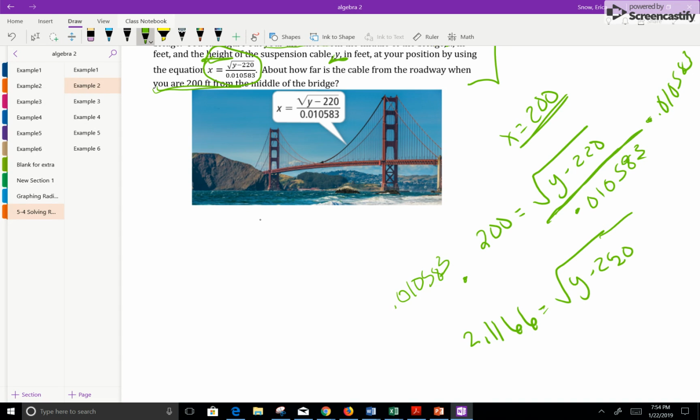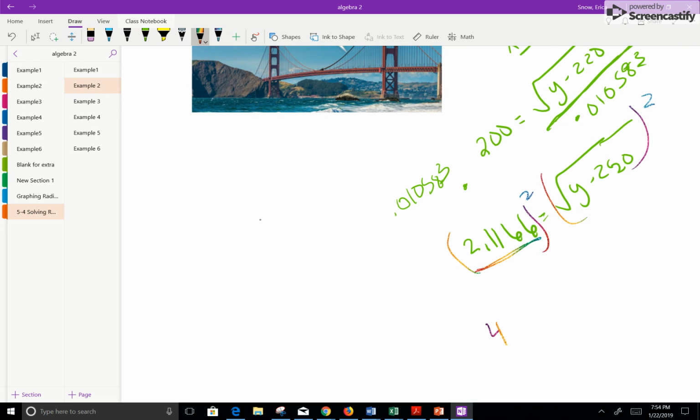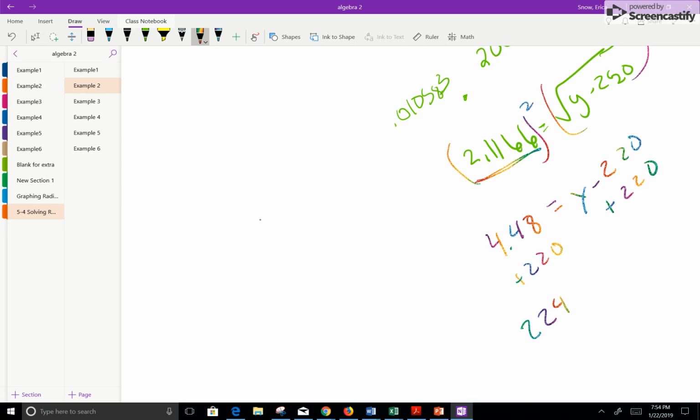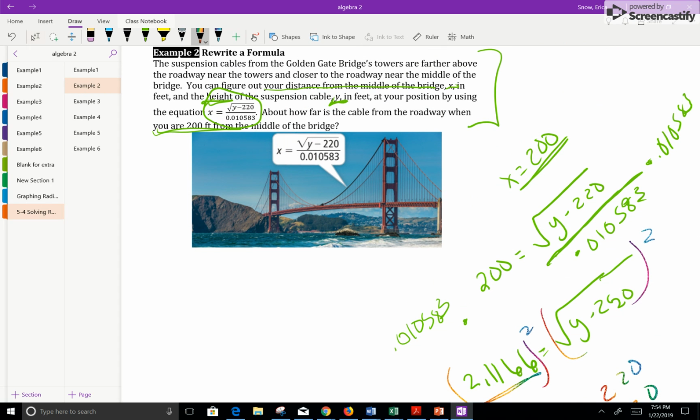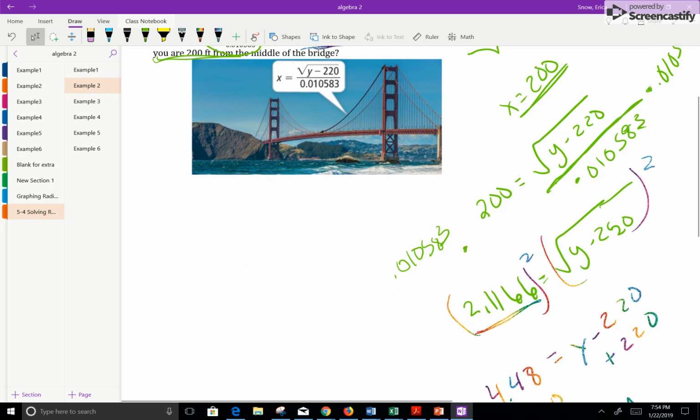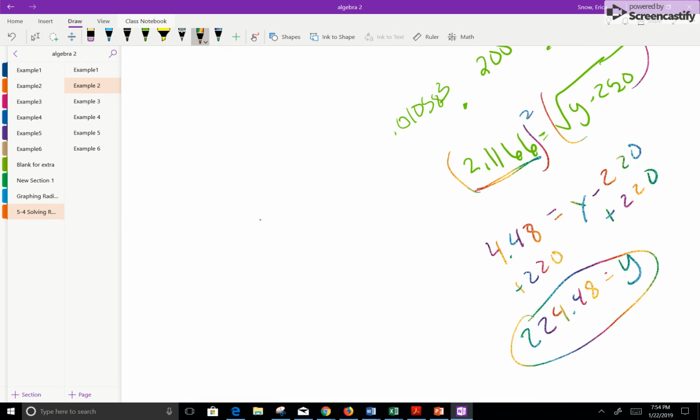Now you're panicking because this is a decimal. It doesn't matter that this is a decimal, we still square it the same way. This is why using a calculator is so important. When we square that, we get 4.48 equals y minus 220, and then we will add 220 to both sides. So we get that 224.48 is y, and y is the height of the cable when you are 200 feet from the middle of the bridge. So there is that.